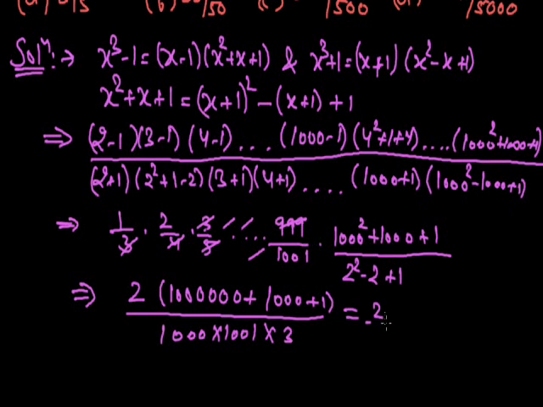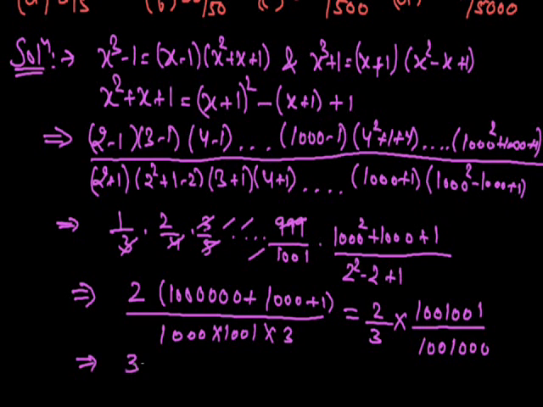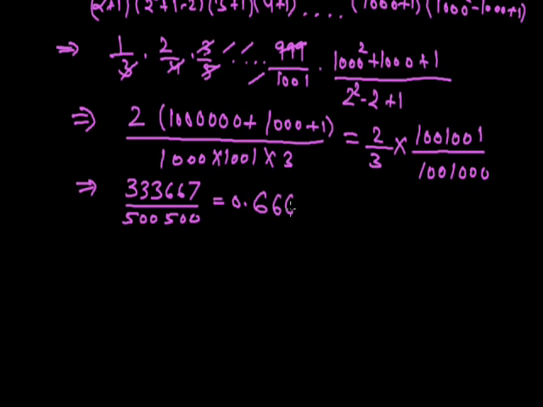That may be given as 2 upon 3 into 1001001 whole upon 1001000, that may be given as 333667 whole upon 500500, which is equal to 0.666001332. That will be nearly equal to 0.666. The best approximation is 333 upon 500, that is nearly equal to 0.666.